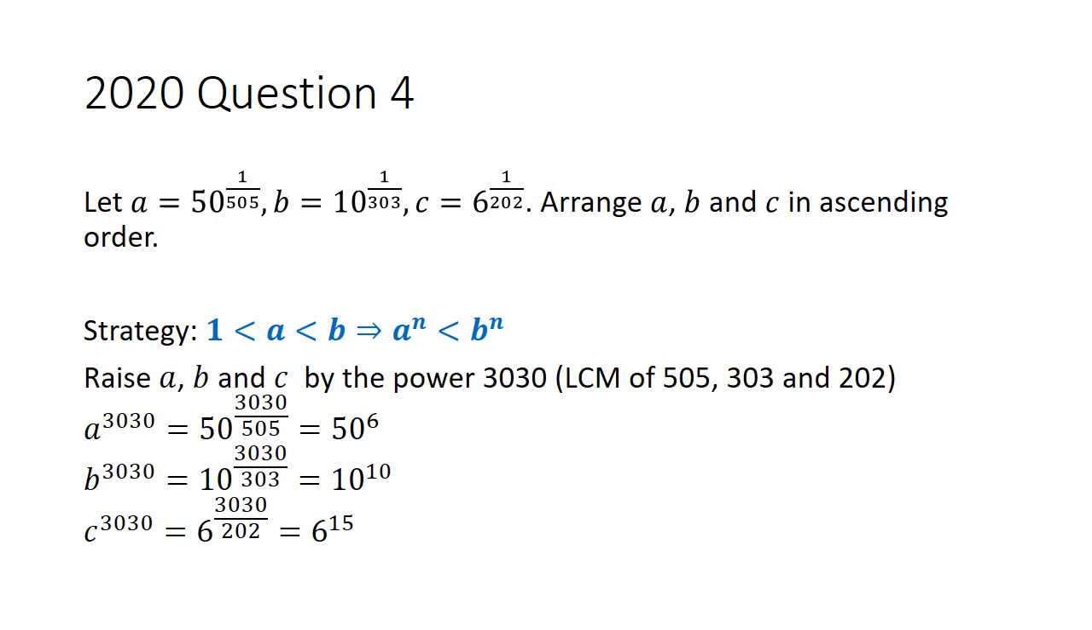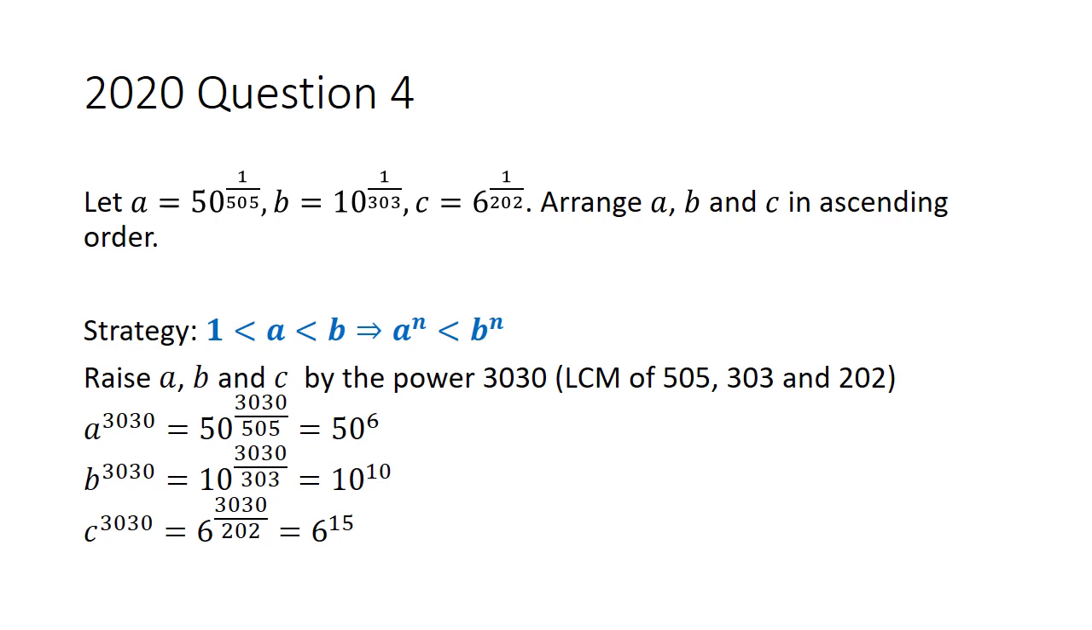What I've done is that I've changed this question. So instead of comparing A, B, and C, I'm comparing 50 to the power of 6, 10 to the power of 10, and 6 to the power of 15 instead. So these numbers are easier to look at. They're still quite big, but they're easier to play around with. So if I can order these three numbers, I would have ordered A, B, and C as well.